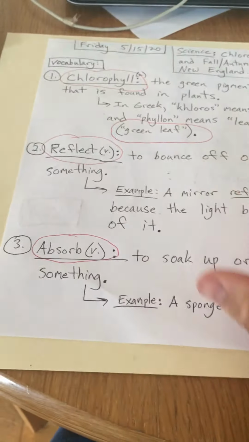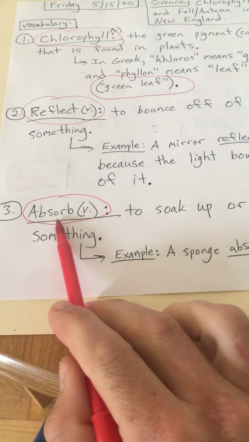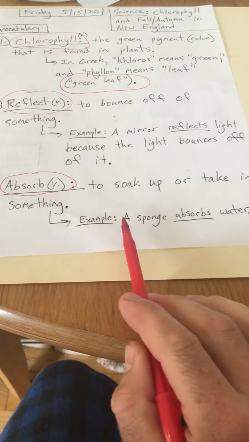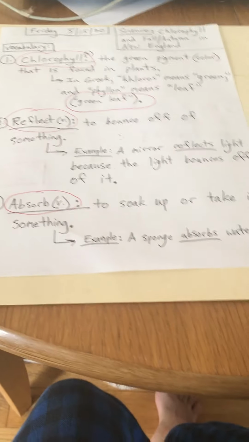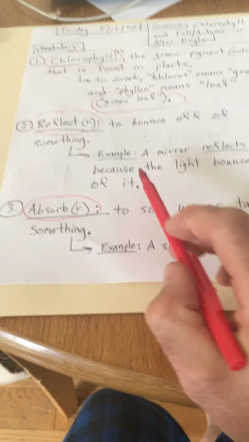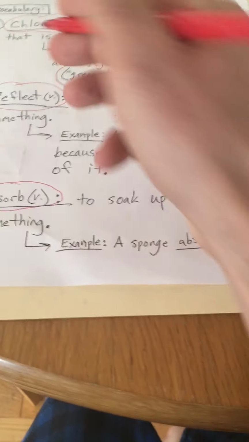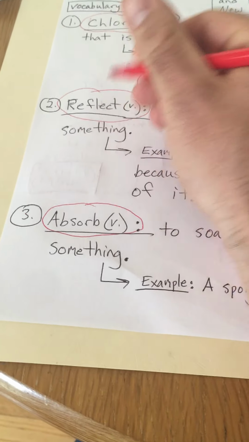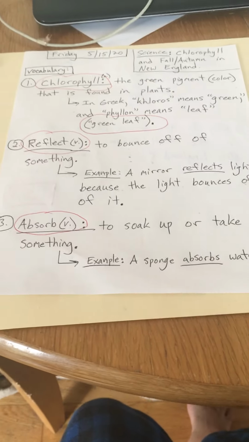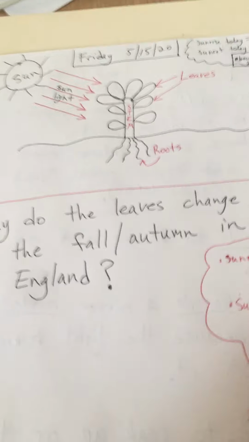Okay, and the third word here that's important is absorb. That's also a verb because there's some action to it. Absorb is to soak up or take in something. So for example, a sponge absorbs water, right? If I put a sponge in water, it's going to soak up all of the water. It's going to absorb all of the water. So these two words are opposites. Reflect means to bounce off. Absorb means to soak up. All right? We'll refer to those words a bunch.